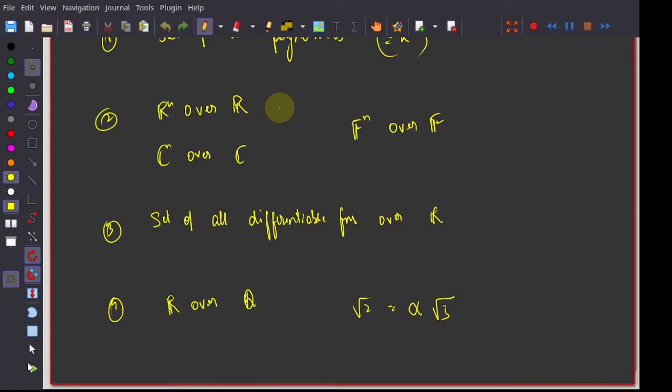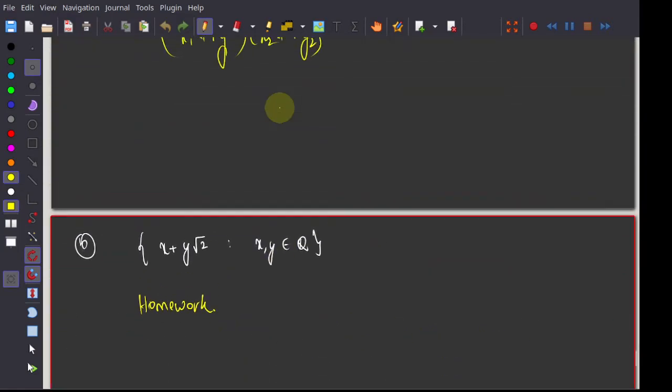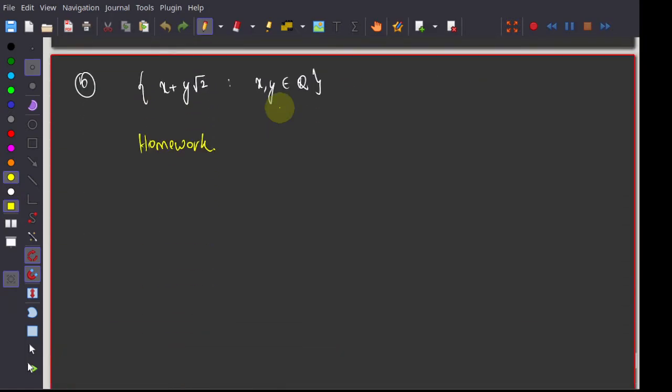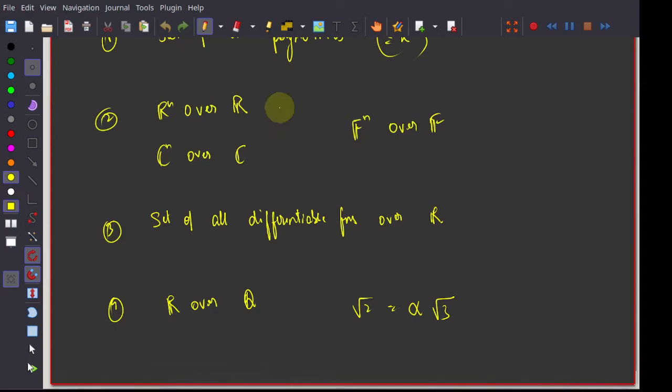No questions? Okay, so yes, there were a couple of questions last time. X plus y root 2. Is this a field? Not the whole. Yeah, we should do it. Anyway, I don't want to do it now. Okay.